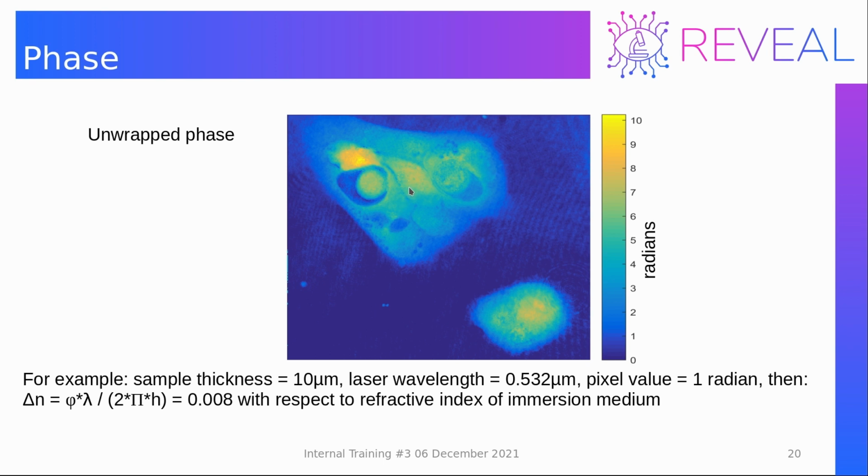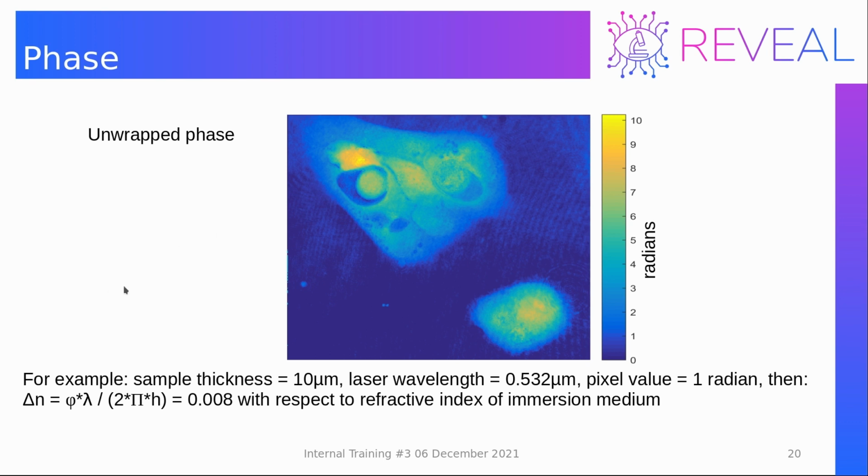So we cannot calculate the absolute value of this refractive index, but we can calculate the difference between the refractive index between any 2 points in this image. So we can calculate the refractive index difference between any point of the cell and, for example, the immersion medium that surrounds the cells. And since we know the immersion liquid and its refractive index, then we can easily calculate the refractive index of the cell.